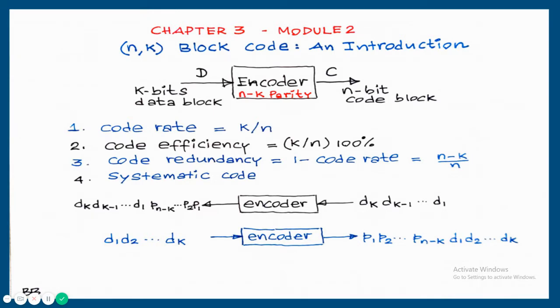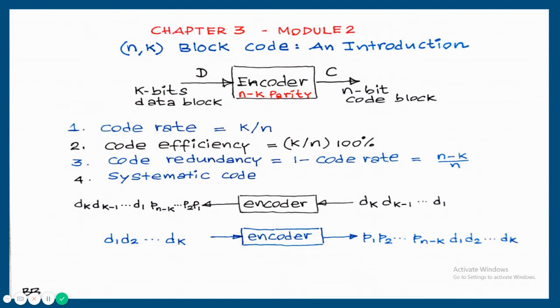The encoder will generate n-k parity bits after receiving a k-bit data block. That is why it is a block code. After receiving the complete block, only then are the parity bits going to be generated. After generating parity bits, the code block is obtained at the output side.